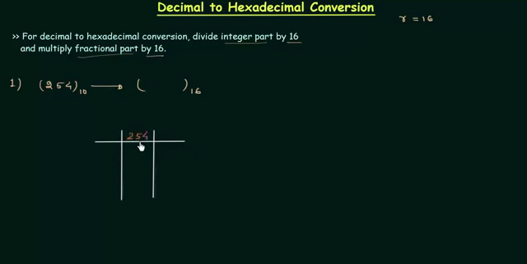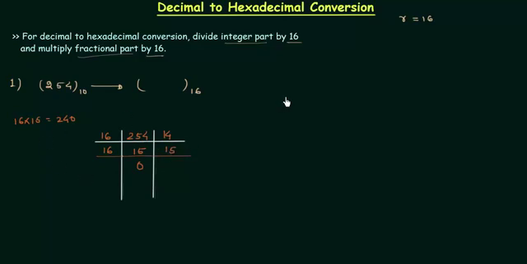254 is the decimal number and we have to divide 254 by 16. We have to divide the integer part by 16, and when we divide 254 by 16, the quotient is 15 and the remainder is 14, because when you multiply 16 by 15, the result is 240, and when you subtract 240 from 254, you will have 14 as remainder. We will again divide 15 by 16. The quotient is 0 and remainder is 15.